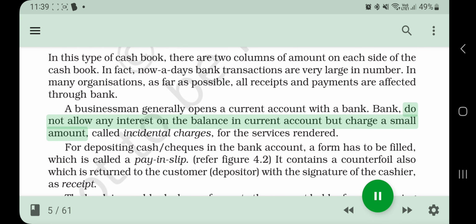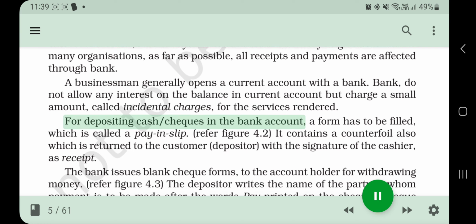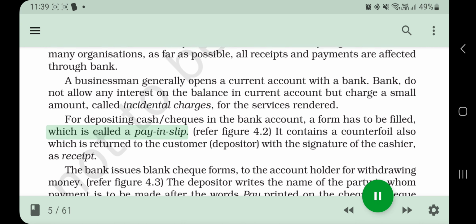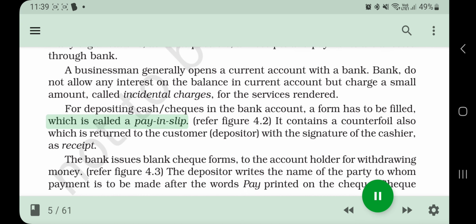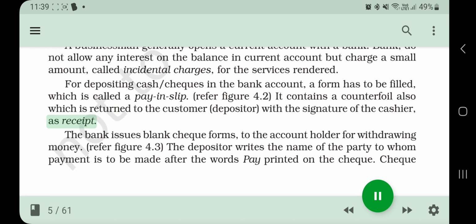Banks do not allow any interest on the balance in a current account but charge a small amount, called incidental charges, for the services rendered. For depositing cash, checks in the bank account, a form has to be filled, which is called a pay-in slip. Refer figure 4.2. It contains a counterfoil also which is returned to the customer, the depositor, with the signature of the cashier, as receipt.